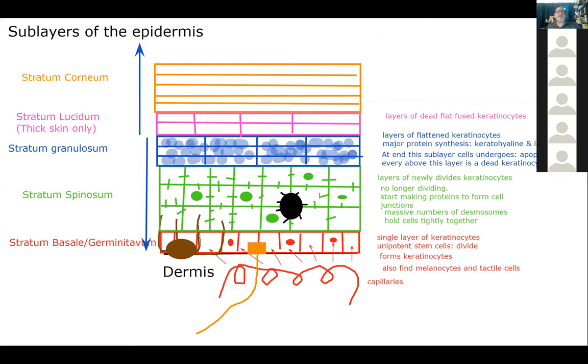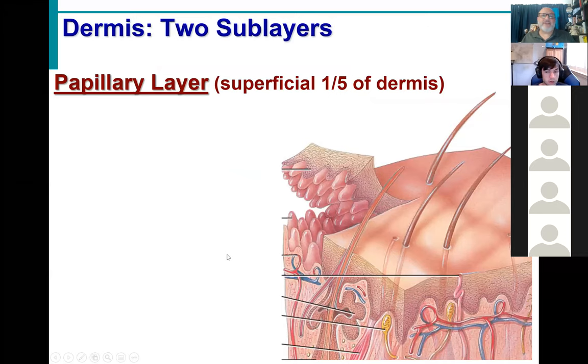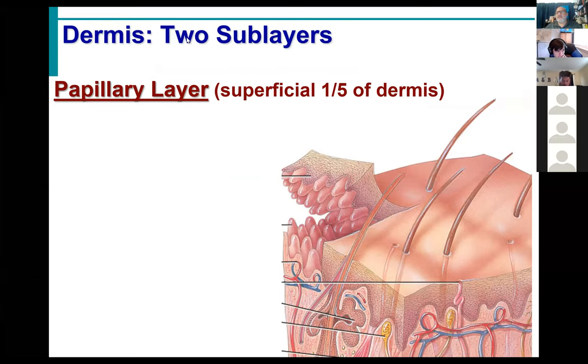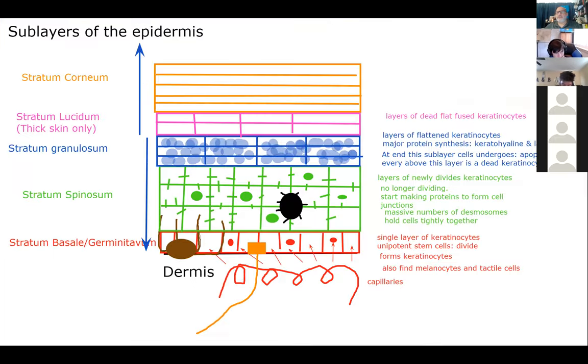All righty. Let's finish things up. The last thing we need to talk about to get the basic anatomy done and out of the way is the dermis. And as we mentioned, there are two sublayers to the dermis. That makes things a little bit easier. Let's go ahead and draw this.